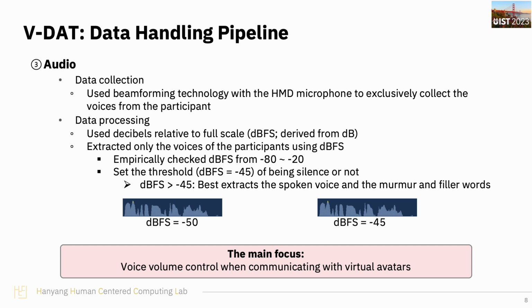As we can see in our data set, -45 dBFS worked well to identify not just the spoken words, but also the murmur and filler words. The focus of this data was whether the participant's voice volume when communicating with virtual avatars is appropriate or not.